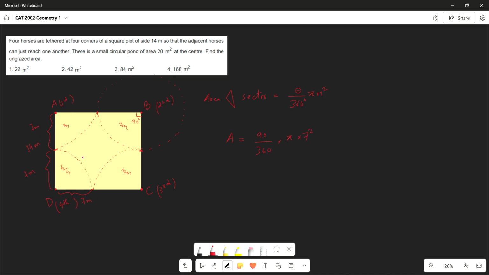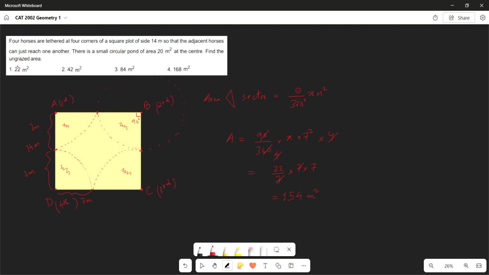But there are 4 such quarters, right? So multiply by 4. So this and this got cancelled, 4 got cancelled. Suppose I take the value of pi as 22 by 7, since by looking at the options, all the options are in integers. So I'm just taking 22 by 7 so that I can cancel the 7 in numerator and denominator. So this will give me 154 meter square. This is the area that can be grazed.